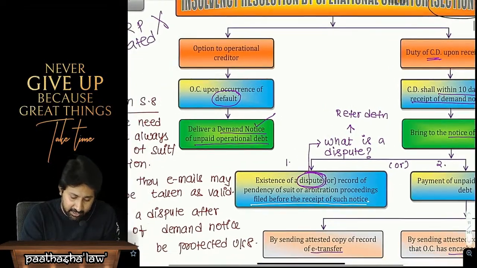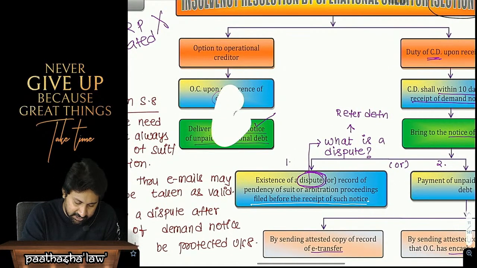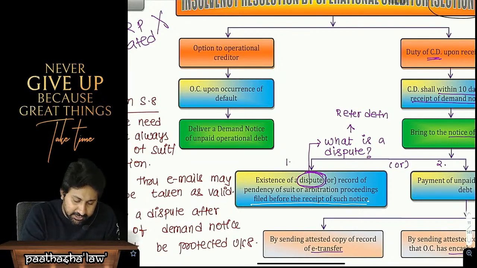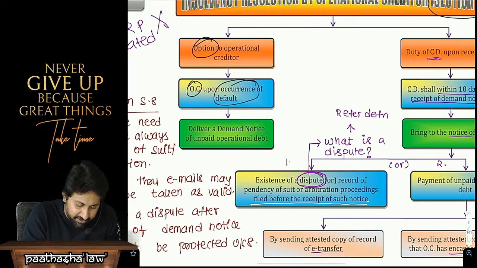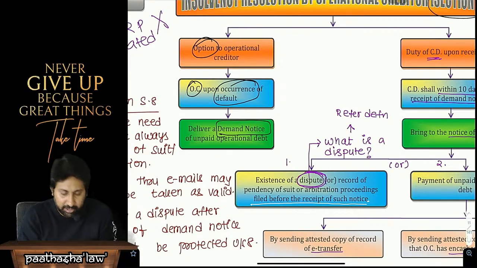So first let us read. Rather than going into the logics, let us first read. See here, operational creditor option available. Operational creditor, upon occurrence of a default, delivers a demand notice. Deliver which notice, sir? Demand notice of what?